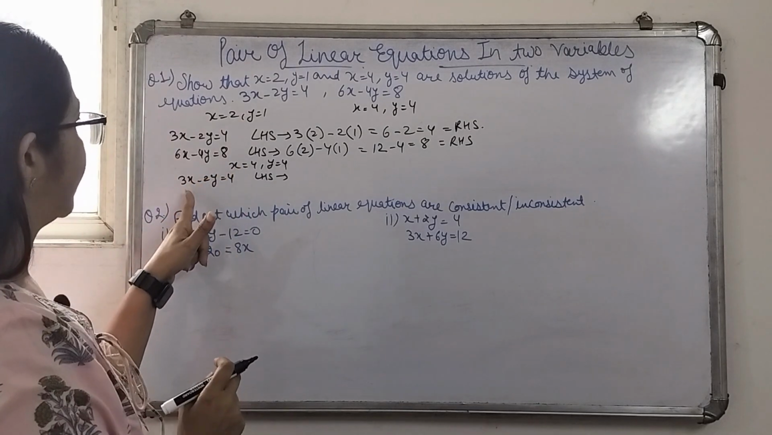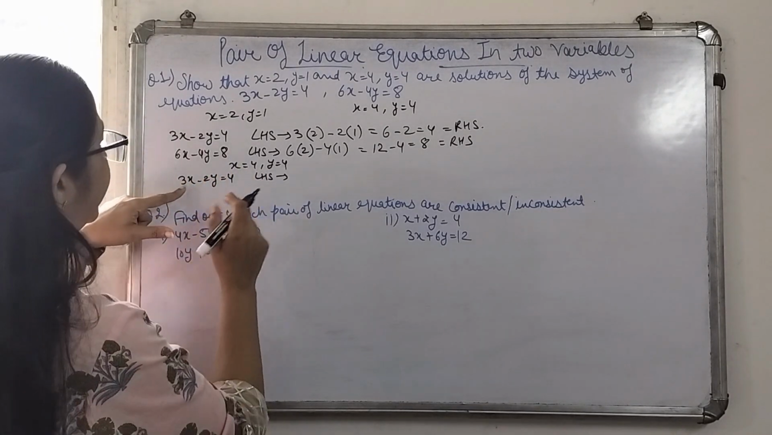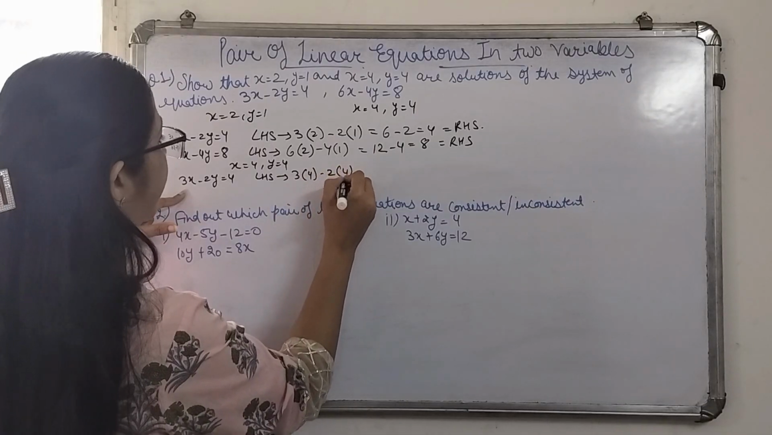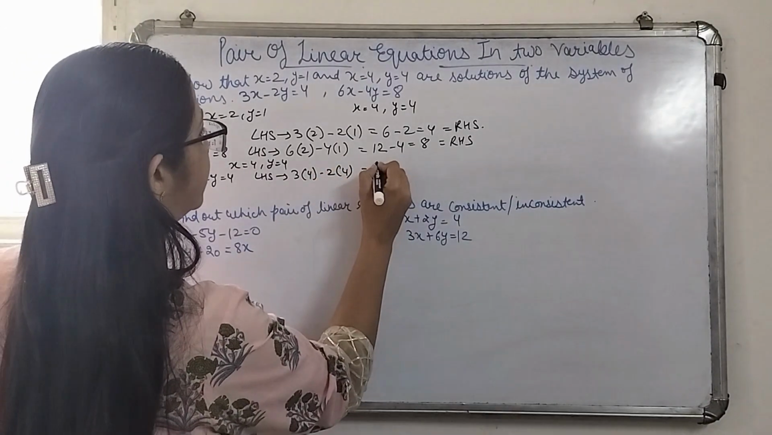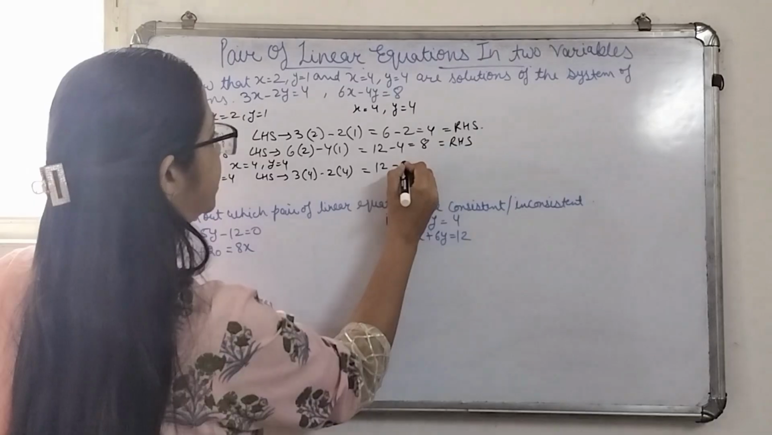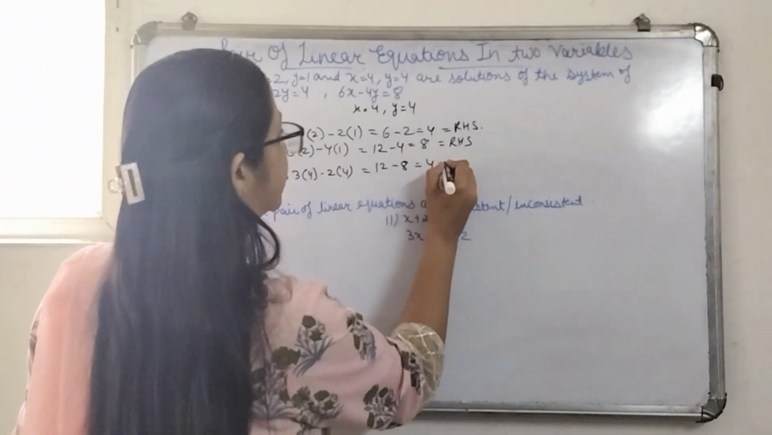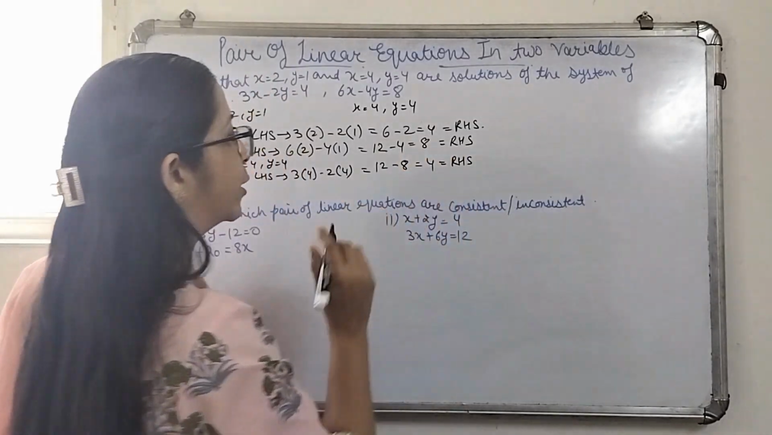If we replace x by 4 and y by 4, your LHS part will become 3 multiplied by 4 minus 2 multiplied by 4. 4 threes are 12 minus 4 twos are 8. It is equal to 4, which is your RHS. That means these points are satisfying the equation.